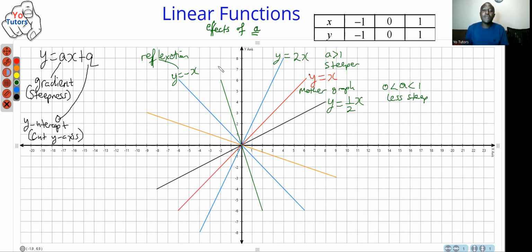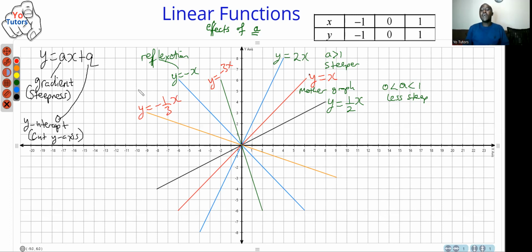Now, what about here? We can also refer to this one as we can see it's cutting. Okay, this is y is equal to negative 3x. So you can see that when a is below negative 1, it means that in this case here, it's going to be steeper than y is equal to negative x. Then here it's going to be y is equal to negative 1 over 3x.